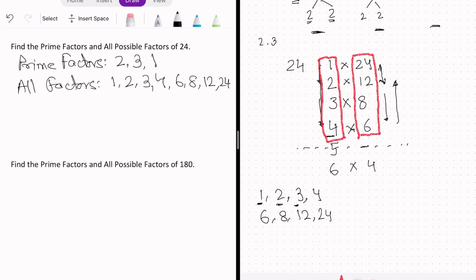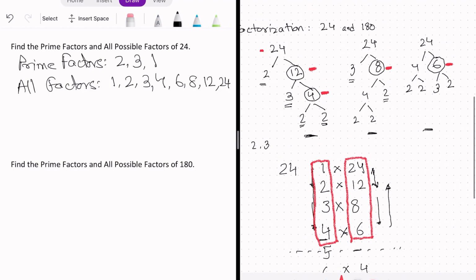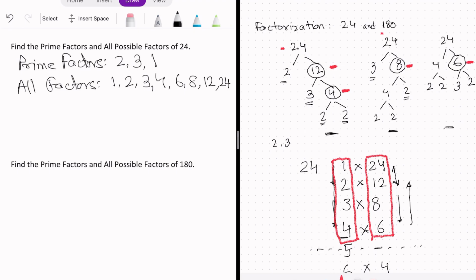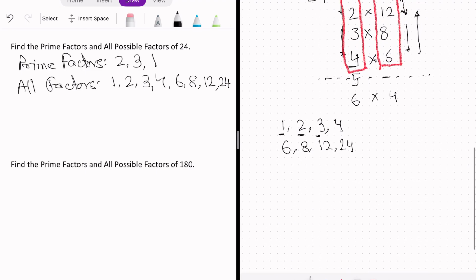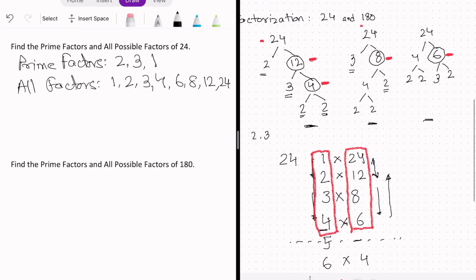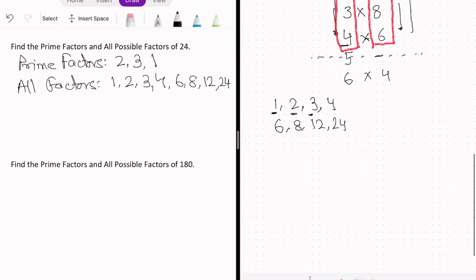Now, does this method work if the number is big, like 180? Let's do and find out. You know, if 24, which is a very small number compared to 180, has got 3 possible ways in which I can factorize, or possibly more, 180 would have a lot more. So the possibility of missing out on factors if I factorize 180 using any of the prime factorization methods is high, I'd lose out on a lot of factors. So let's do the prime factors and then let's see all the factors.